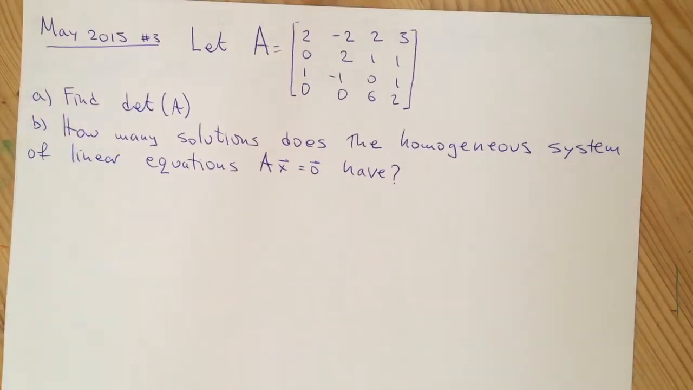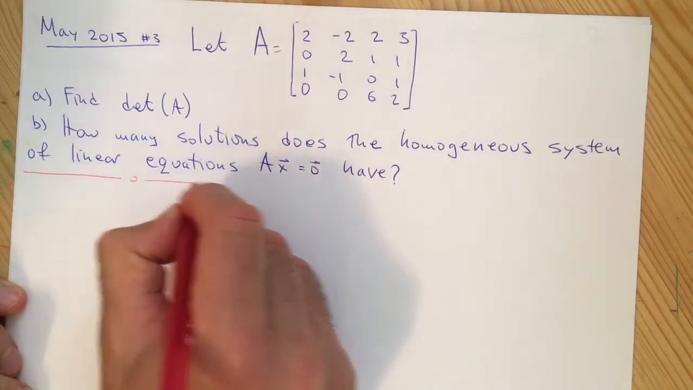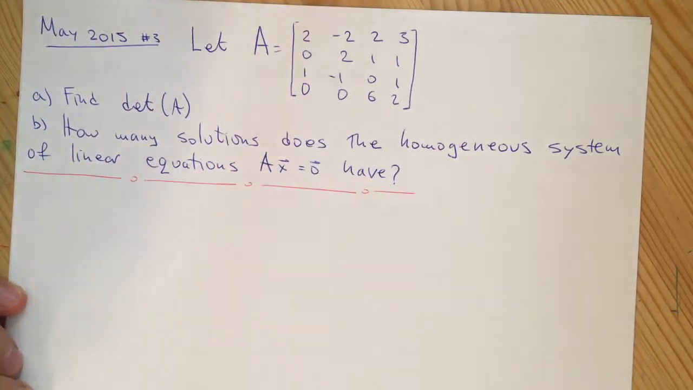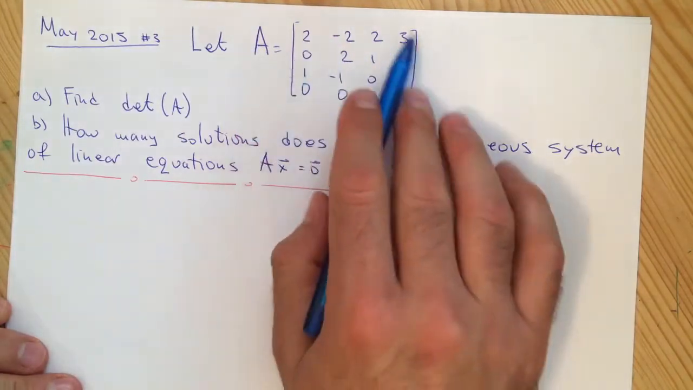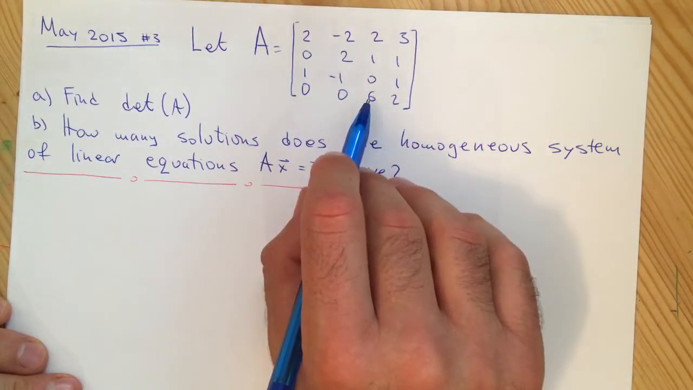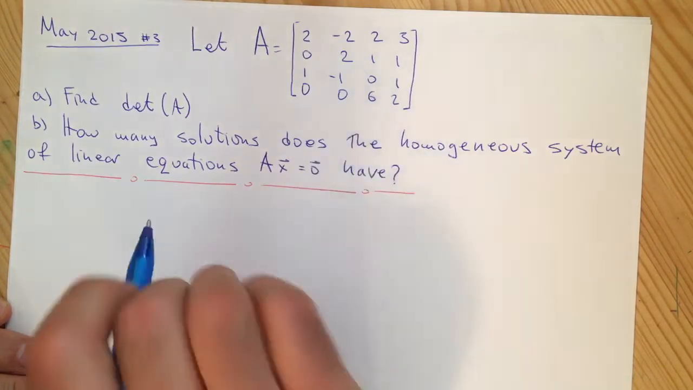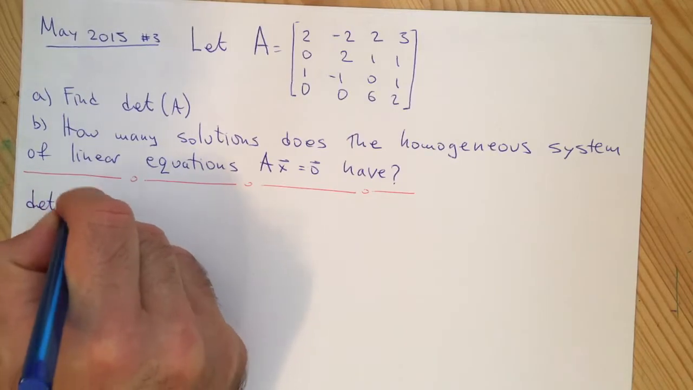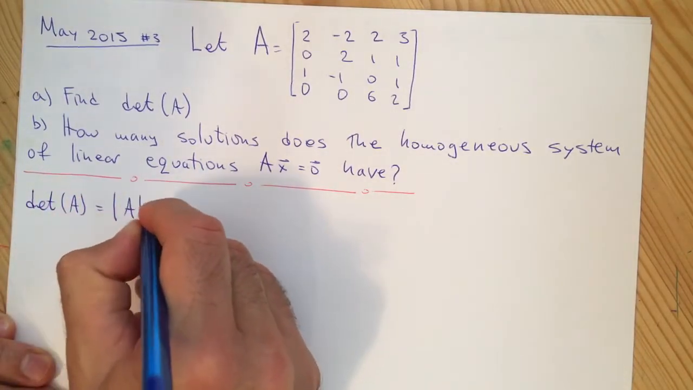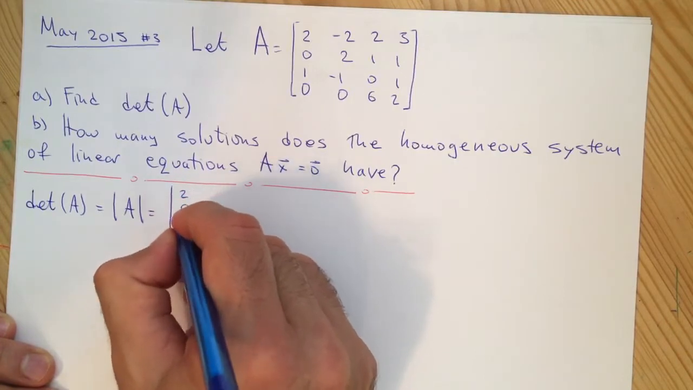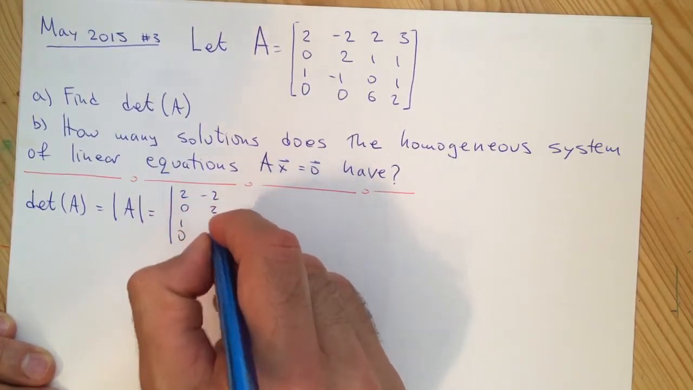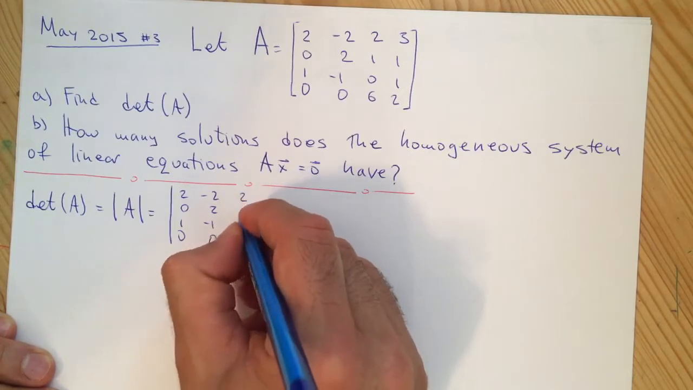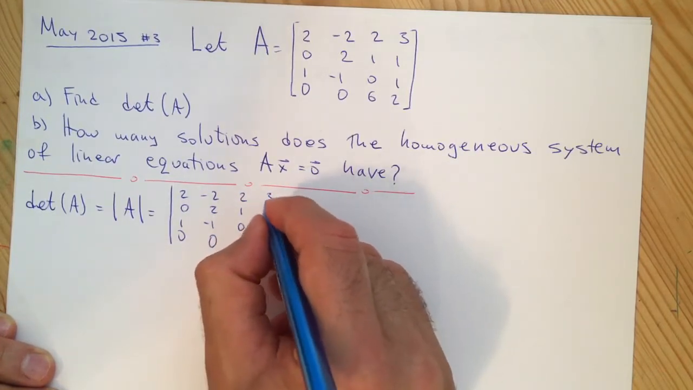The next problem asks us to find a determinant of a matrix, okay, and then some question about properties of determinants. Okay, so how are we going to find the determinant of this matrix? We'll use a cofactor expansion. So the determinant of A, or simply, is equal to 2 0 1 0, negative 2 2, negative 1 0, 2 1 0, 6 3 1 1 2.